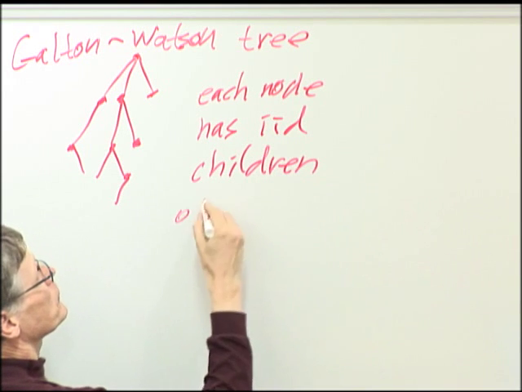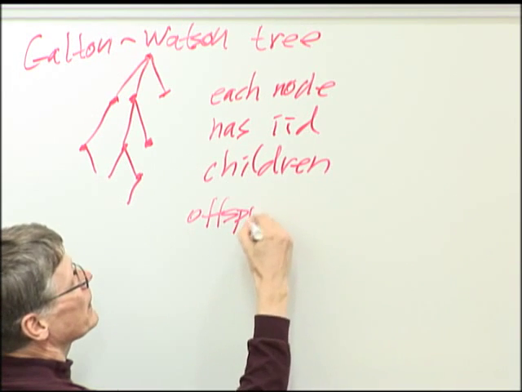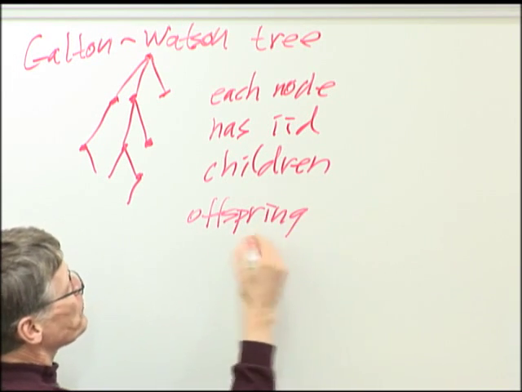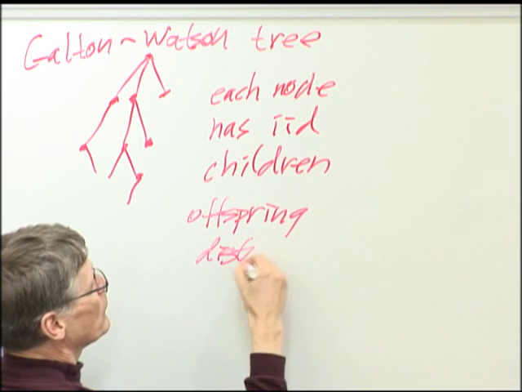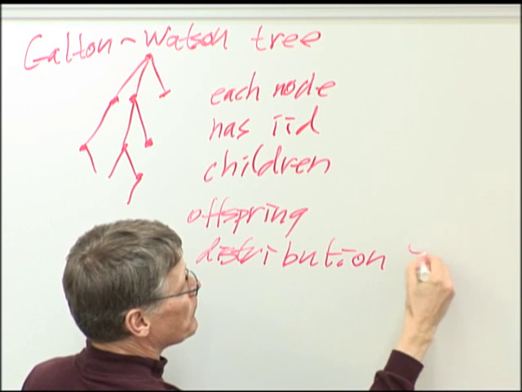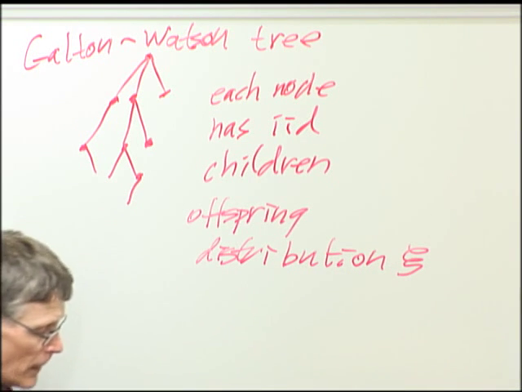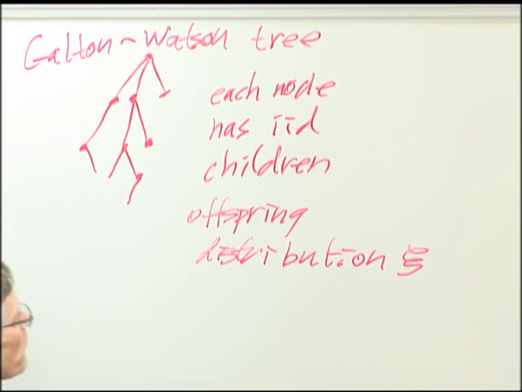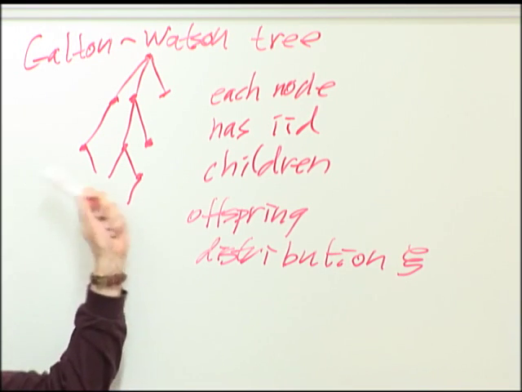The offspring distribution I typically denote by a Greek xi, a random variable, a typical one of these. So this is the standard type of discrete branching process, the Galton-Watson process. We think of this as a tree and are interested in properties like its height and width.